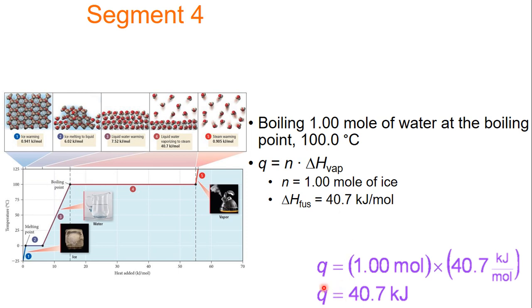So the amount of heat needed to turn liquid to steam is 40.7 kilojoules, which was a lot more energy than it took to go from ice to liquid. Because when we're going from liquid to steam, we are breaking more intermolecular forces than going from solid to liquid. Therefore, we need to put in a lot more energy.